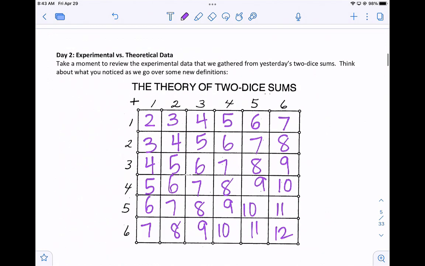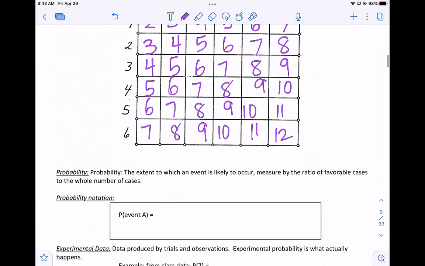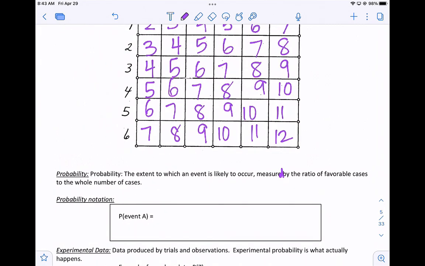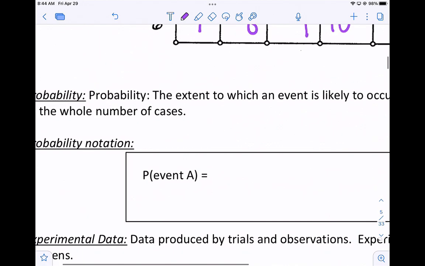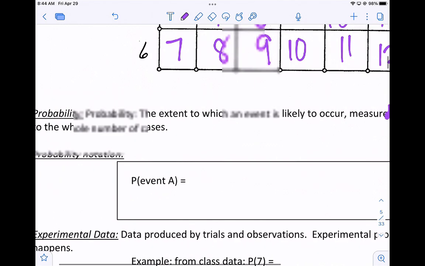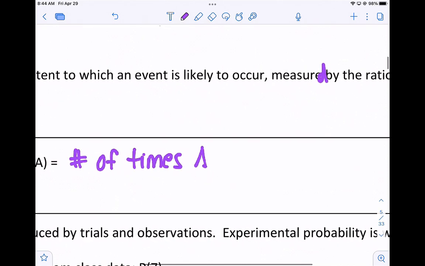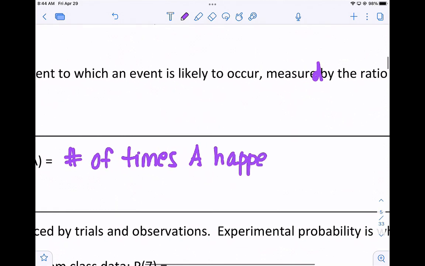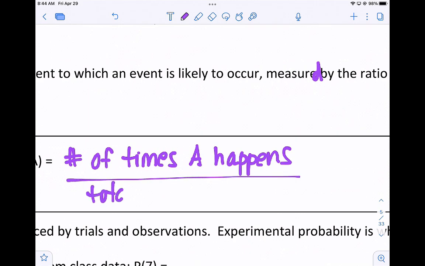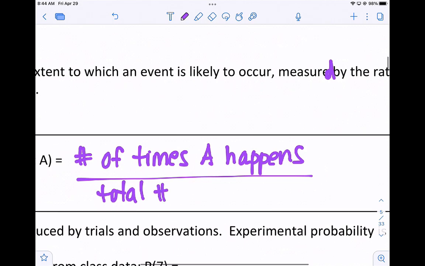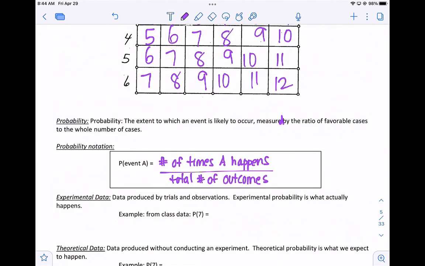And so we can use this, and this is the theoretical data, what should happen, what are all the outcomes that can happen when you roll two dice together. Probability is the extent to which an event is likely to occur. It's measured by the ratio of favorable cases to the number of whole number cases. So put measured right there. So the probability notation, you'll see P for probability of an event happening. So event A is the number of times A happens over the total number of events, or total number of outcomes. So there's probability.